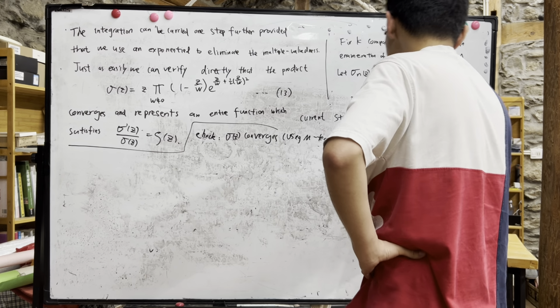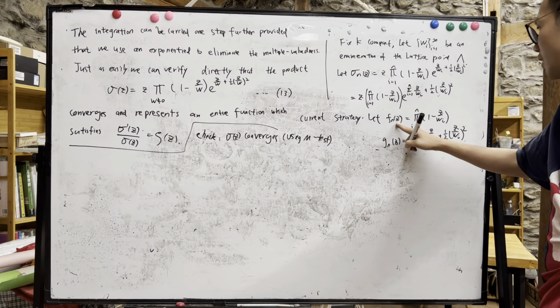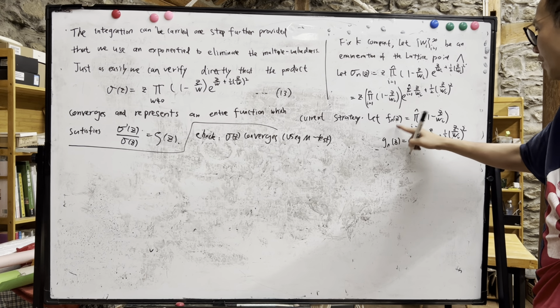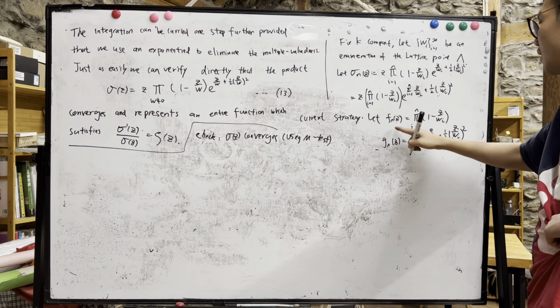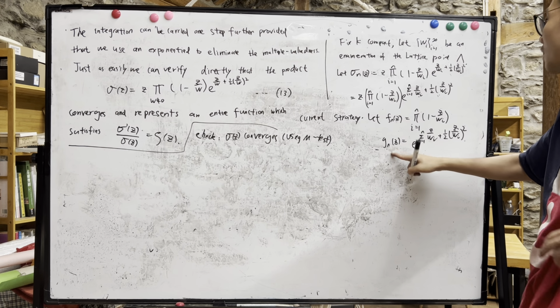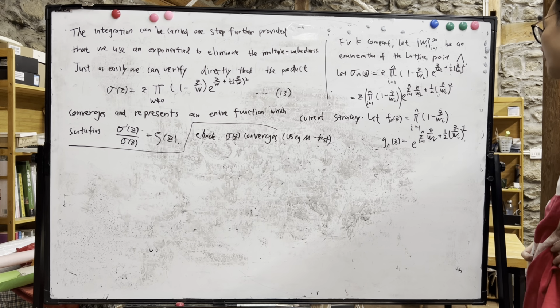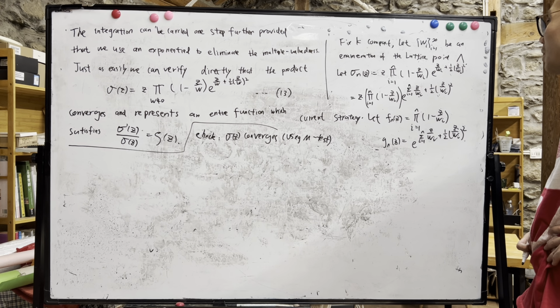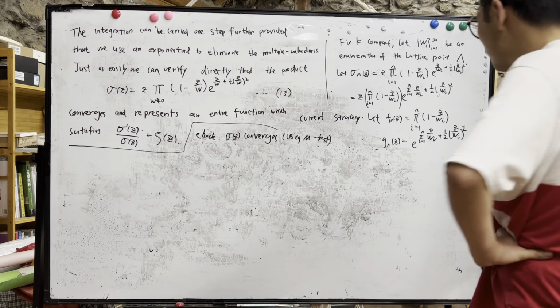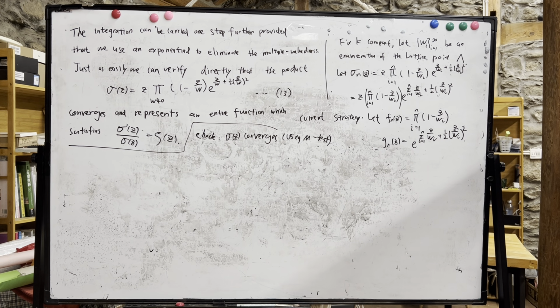If we show that this f_n(z) converges uniformly on this compact set K, and we also show that this g_n(z) converges uniformly on this compact set K, maybe not uniformly but absolutely, I think. Yeah, absolutely. Maybe it can give us some insights on this one.